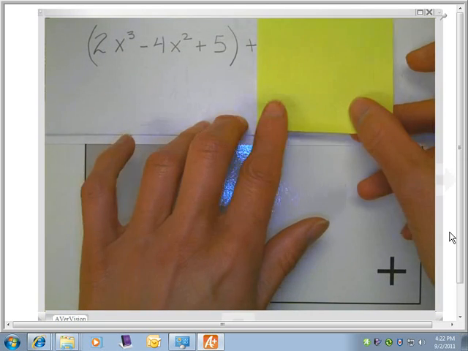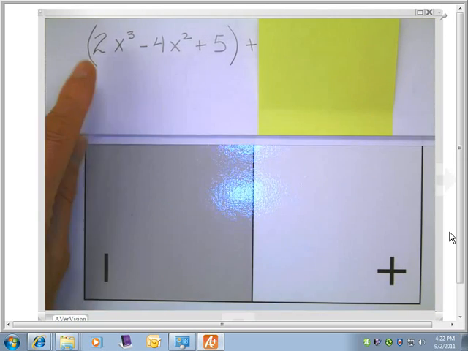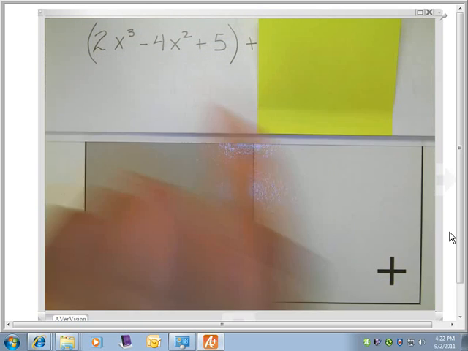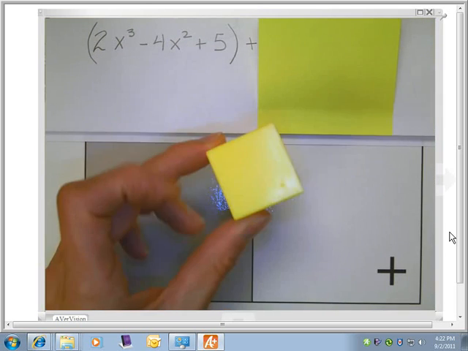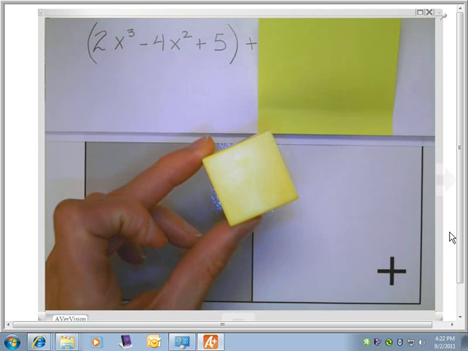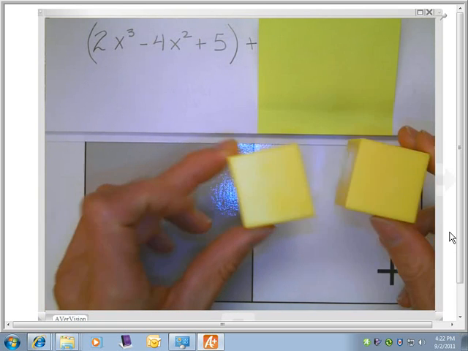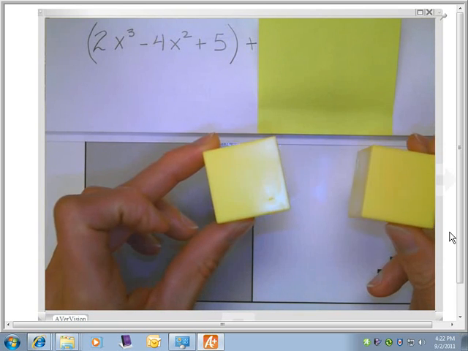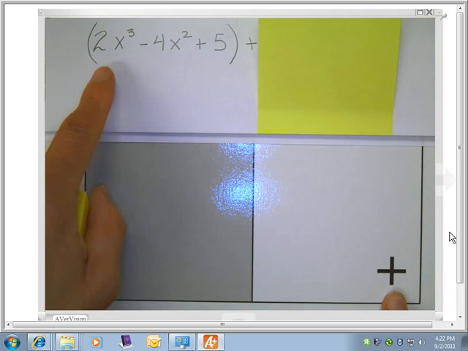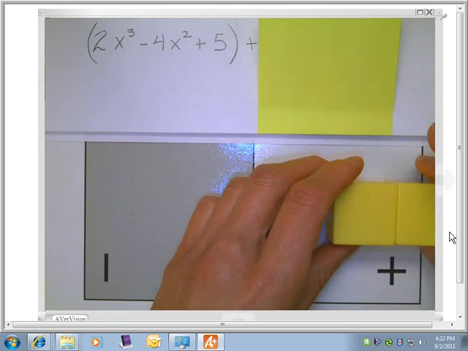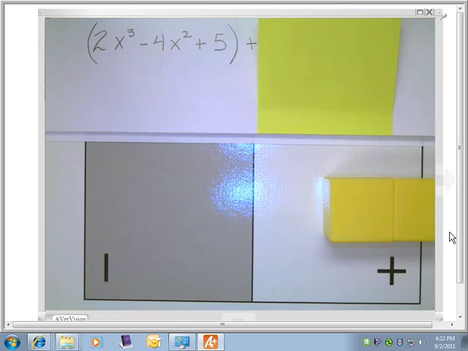So I have 2x cubed. So remember that this was 1x cubed. So if I have 2, that's 2 times my x cubed. Now if we look at our mat down here, I have a positive side and a negative side. Because 2x cubed is positive, I'm going to put these over here in my positive arena.